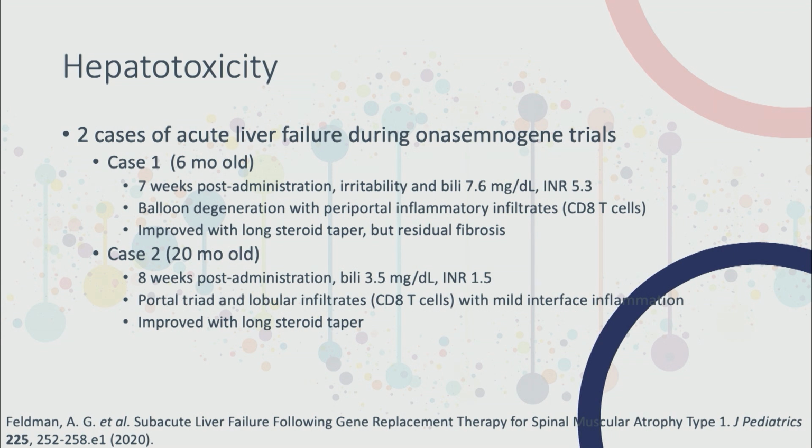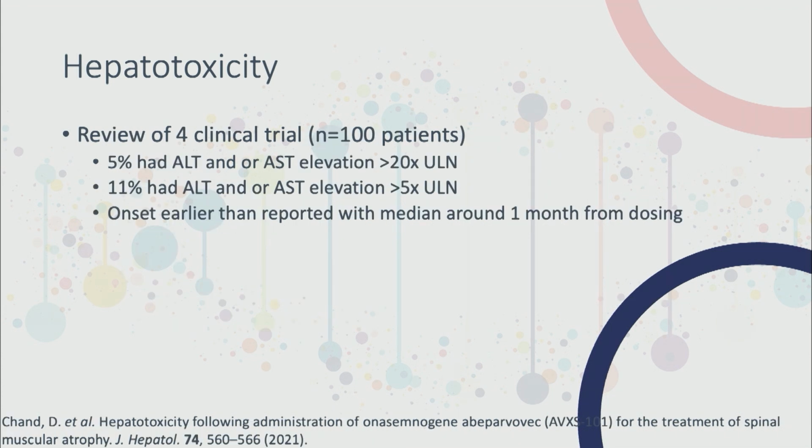Hepatotoxicity can occur as well, and this occurs at around 1 month. So this is probably a CD8 T-cell mediated response, and it's not part of the innate immune response. And so you see very large increases in the AST or ALT in quite a significant number of patients that have received DMD gene therapy. This was actually an SMA report, and so it was up to 5%.